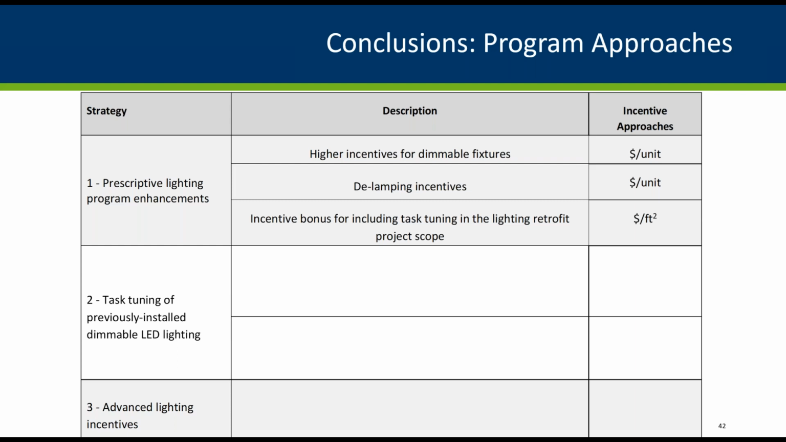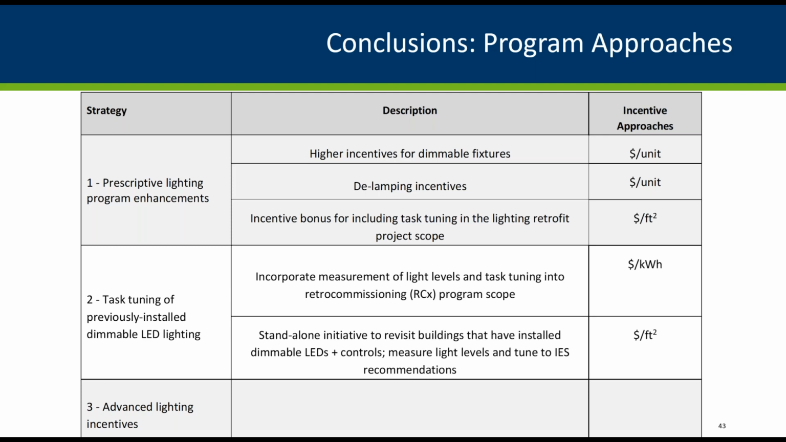Several Minnesota program interviewees did mention support for delamping through their existing commercial lighting programs. Prescriptive programs can also offer incentive bonuses for customers that install dimmable fixtures and demonstrate that task tuning has been completed. Although task tuning can be implemented separately from a lighting retrofit, it is more cost-effective to optimize light levels at the time of the lighting retrofit because it decreases the number of required site visits.